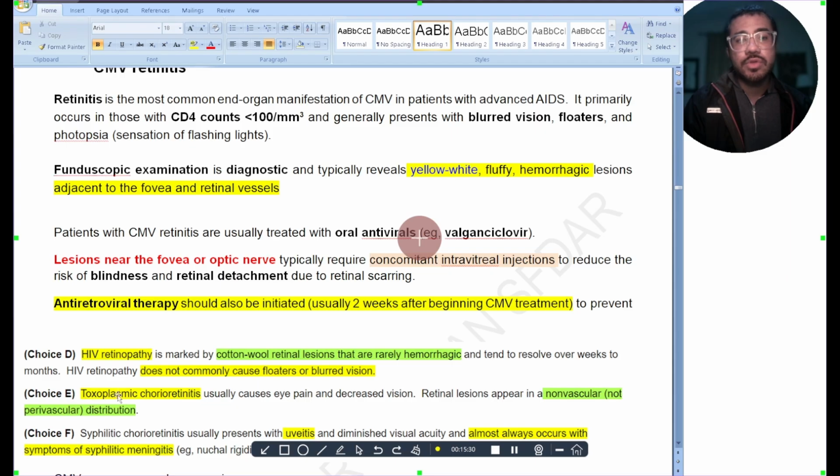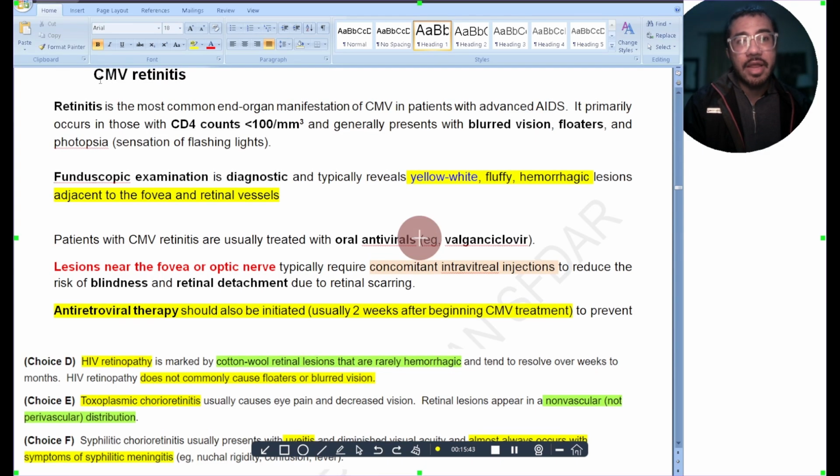The second one is toxoplasmic chorioretinitis. The biggest difference between CMV retinitis and toxoplasmic chorioretinitis is the vascular distribution when it comes to CMV retinitis, and non-vascular distribution when it comes to toxoplasmic chorioretinitis. So the distribution would not be perivascular. What do we mean by perivascular? Surrounding the vessels. If the distribution is perivascular, it's CMV retinitis. Non-perivascular, then it's going to be called toxoplasmic chorioretinitis. That's how you differentiate between these two.